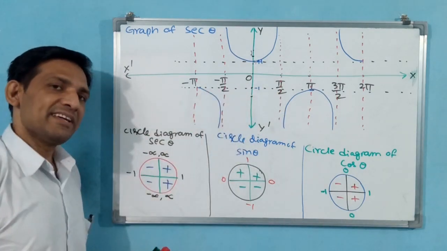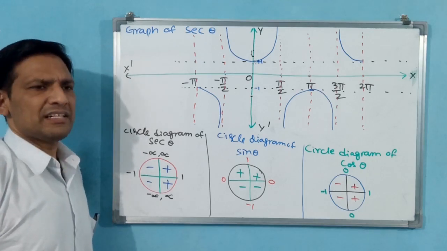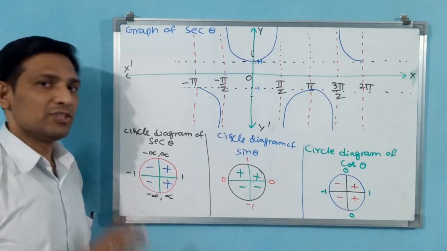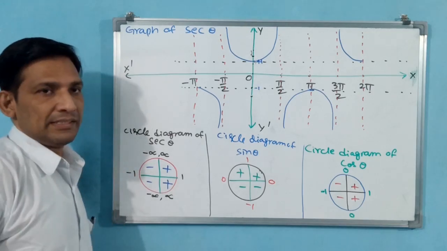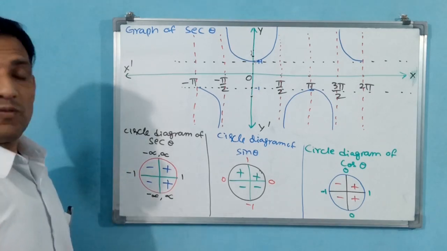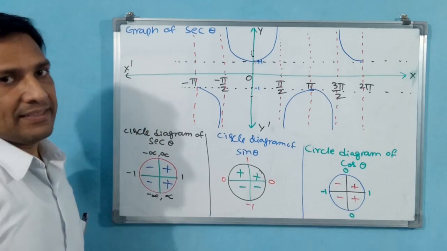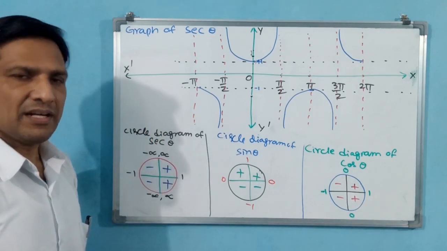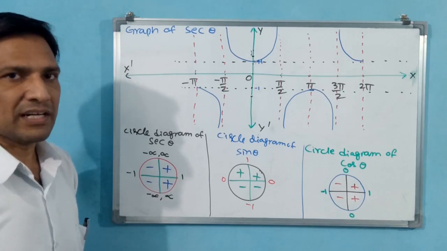But tan theta onwards, all are disjoint, discontinuous graphs. These are very important to understand. Okay? Now we finished the graph of sec theta. Final one is cosecant theta. Let us draw the graph of cosecant theta also.